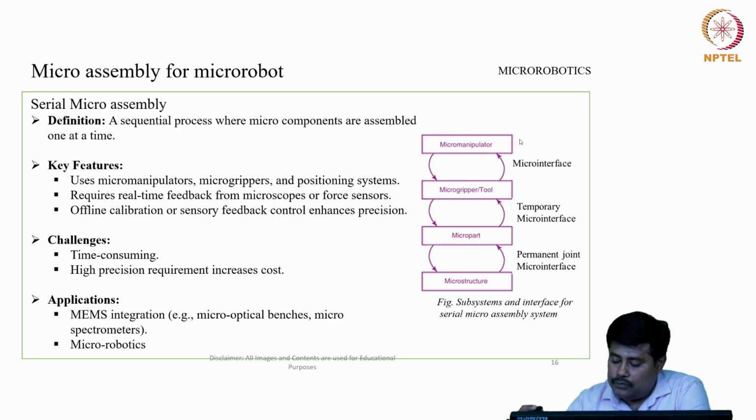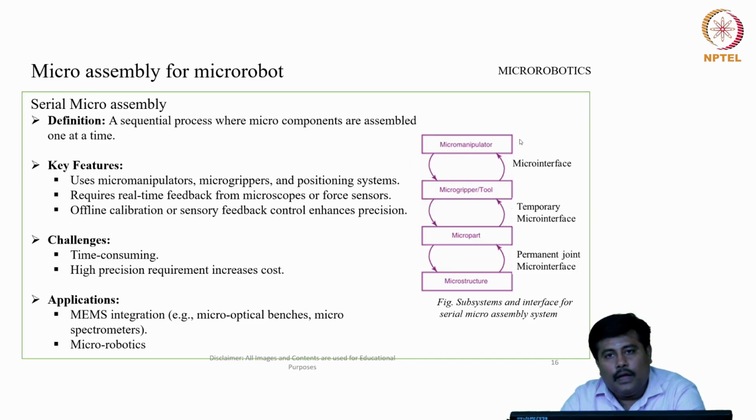some of the key components participating here are a micro manipulator, a micro gripper or tool, a micro part and a microstructure. Between the micro manipulator and the micro gripper tool, there is a micro interface. Between the micro gripper tool and the micro part, there is a temporary micro interface, and from the micro part to the microstructure, there is a permanent joint, which is a micro interface.